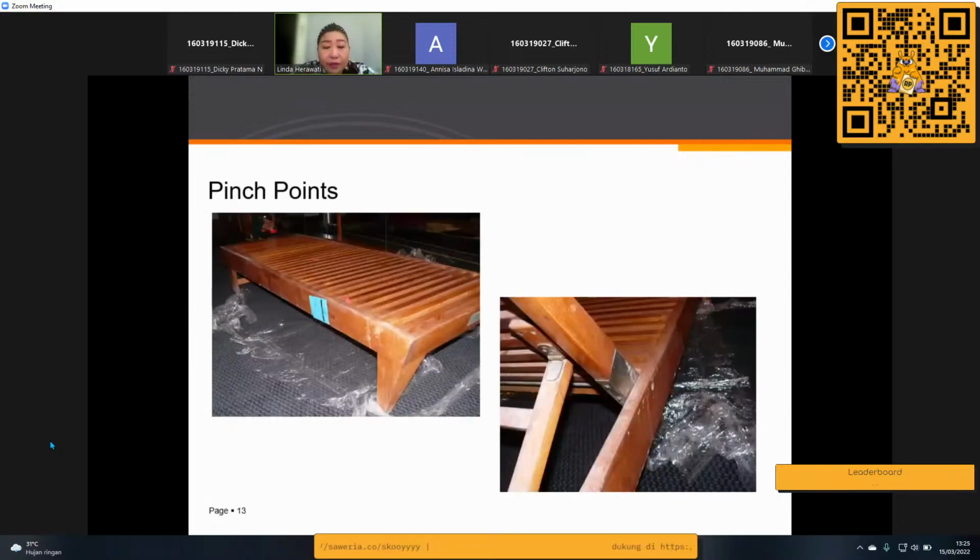The next one, we are also concerned about the pinch point. Which one is the pinch point? This one is the pinch point. This is also the pinch point. When the bench or the machine has to fold, the folding area is a pinch point. If your finger is here, it can be stuck, or maybe your leg, your foot, or your hand can be stuck in this area. So we have to be careful with each area, each compartment, or each component of the machine.